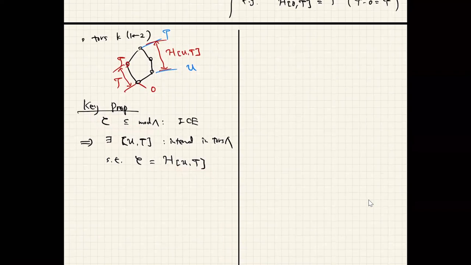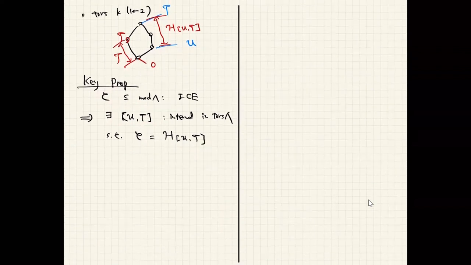But every ICE-closed subcategory is obtained by taking hearts of some intervals. So the natural question is to give a characterization of such intervals UT whose heart is ICE-closed. And this is the second main result. To state this result, we recall the Hasse diagram, or Hasse quiver, of the poset tors Λ. This is the Hasse quiver.